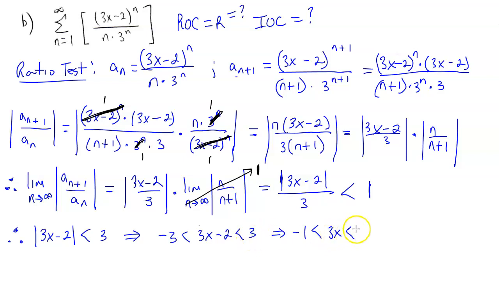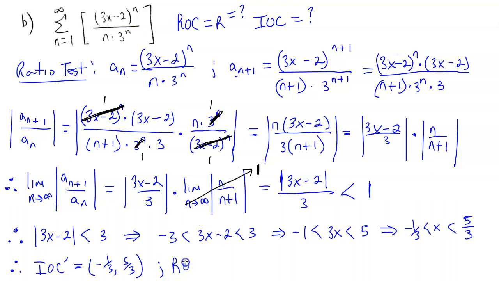And 3 plus 2 is going to give me a 5. And then we finish out by dividing both sides by 3. And we see here that x is going to have to be a number strictly in between negative 1/3 and a positive 5/3. Okay. So what this tells us is, of course, our interval of convergence is going to be from negative 1/3 to 5/3.